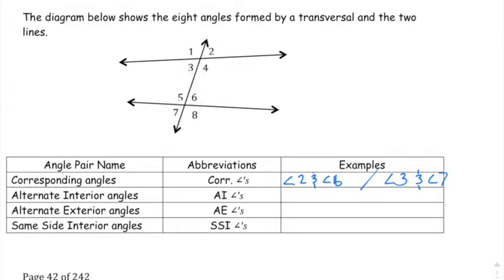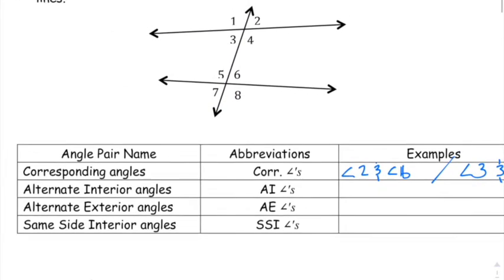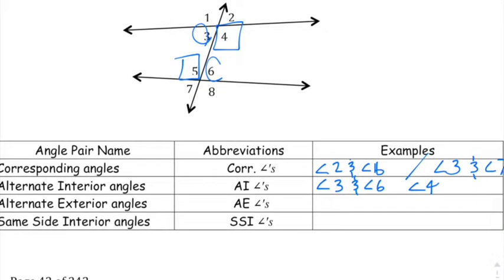Okay. Next one, alternate interior. Now you only got a few pairs of these here. Alternate interior, so inside your two lines, alternate side of your transversal. So that would be something like 3 and 6. Angle 3 and angle 6. And then another example would be 4 and 5. Angle 4 and angle 5.